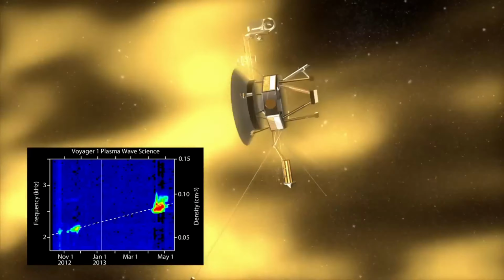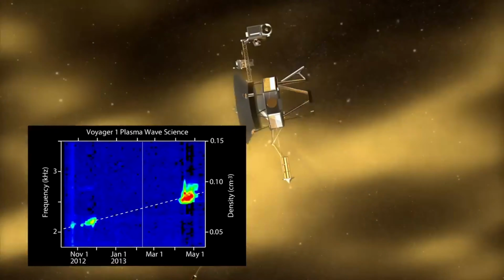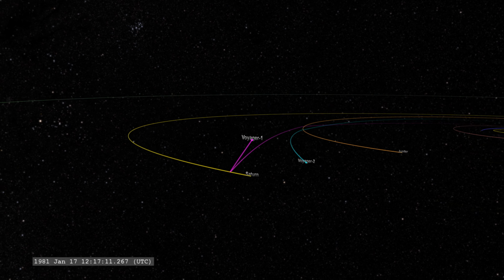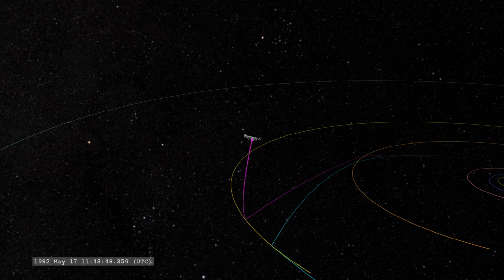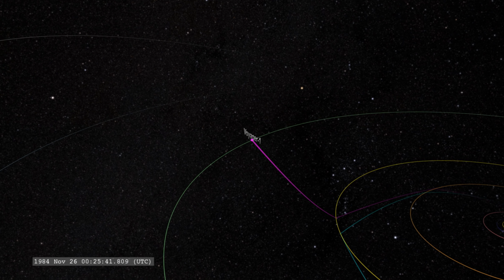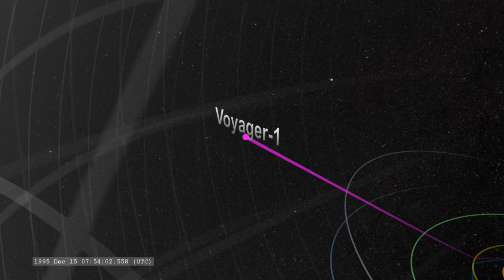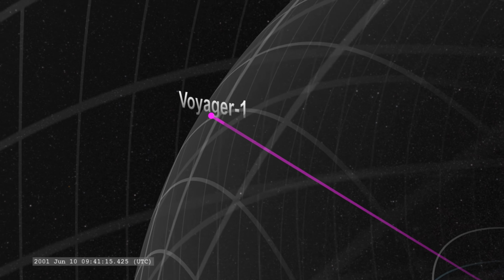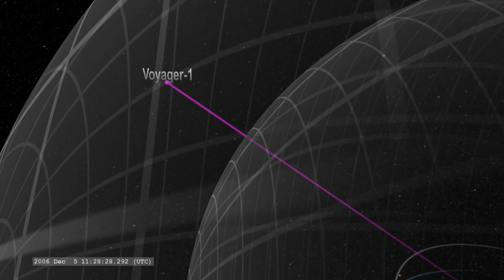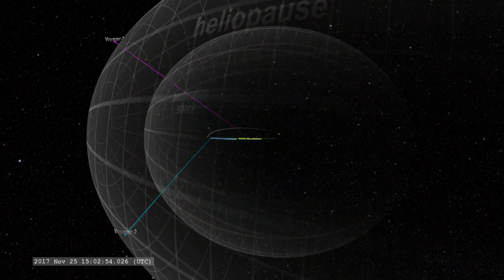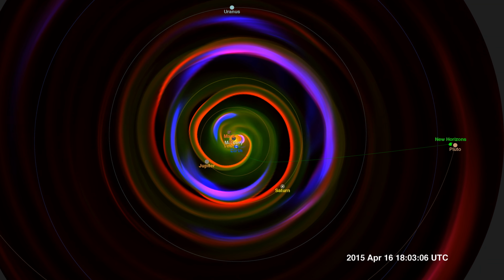And that's because the electron plasma frequency is directly related to how densely packed electrons are in the space around the probe. Suddenly, Voyager 1 was detecting frequencies that pointed to a much denser environment, 40 times denser than anything it had seen before. That jump told us it had crossed into something new. The magnetic field direction had shifted too. Not sharply, but enough to suggest that it was no longer aligned with solar origin field lines.